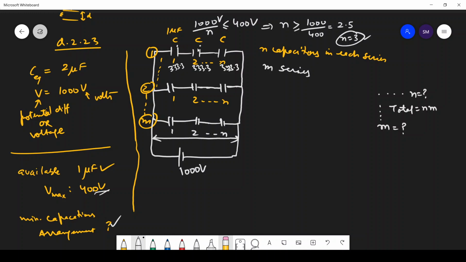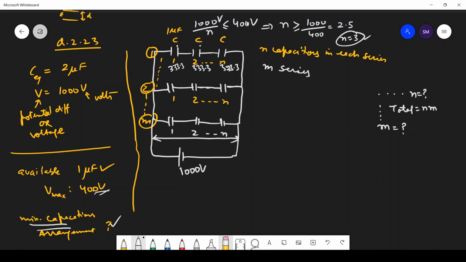So 2 capacitors will not work. Okay? So there can be 4 also, but then it will be 250, 250, 250 and 250. But we want minimum capacitors.